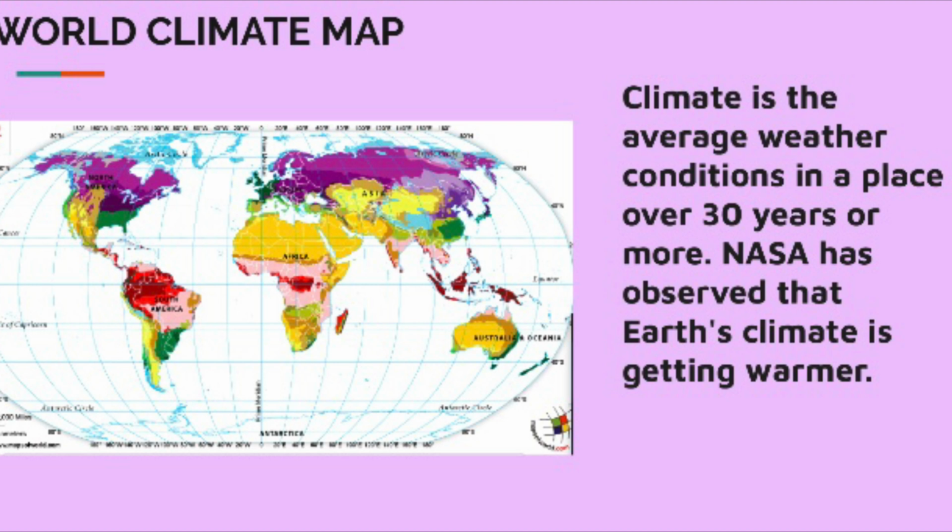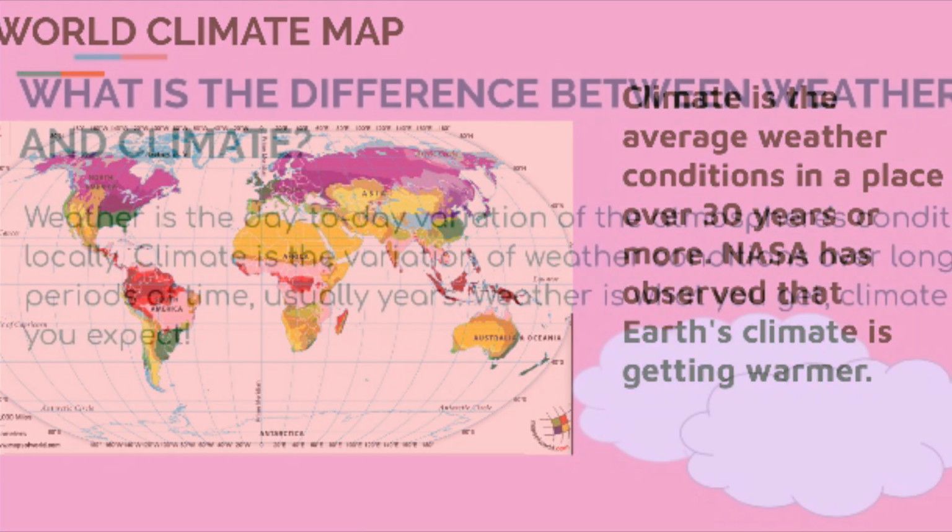One really interesting thing that NASA has observed is that the Earth's climate is getting warmer and warmer. This is also known as global warming, and this can be really disastrous for us in the future as ice caps melt and sea levels rise, which causes flooding and a lot of other natural disasters. That's why it's really important that everyone's aware of global warming and takes it seriously, so that we can address these problems and protect our future.